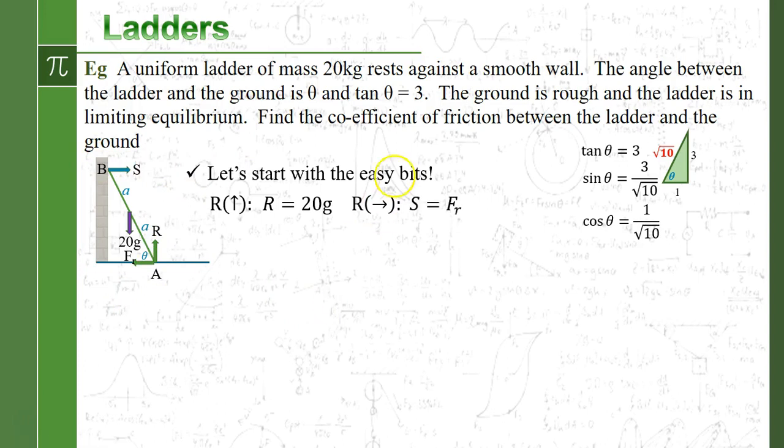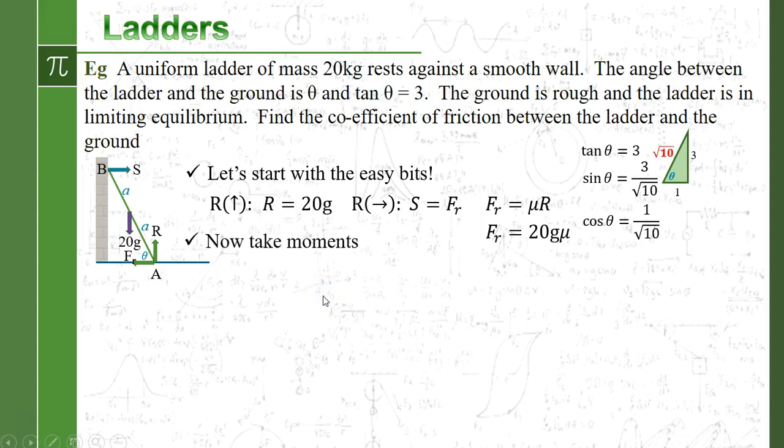Now, we are aiming for the coefficient of friction between the ladder and the ground, so we're going to need F equals mu R somewhere along the line with this. And so what we've got is friction equals 20g mu, because we've got R here equals 20g. So that's all nice and straightforward.